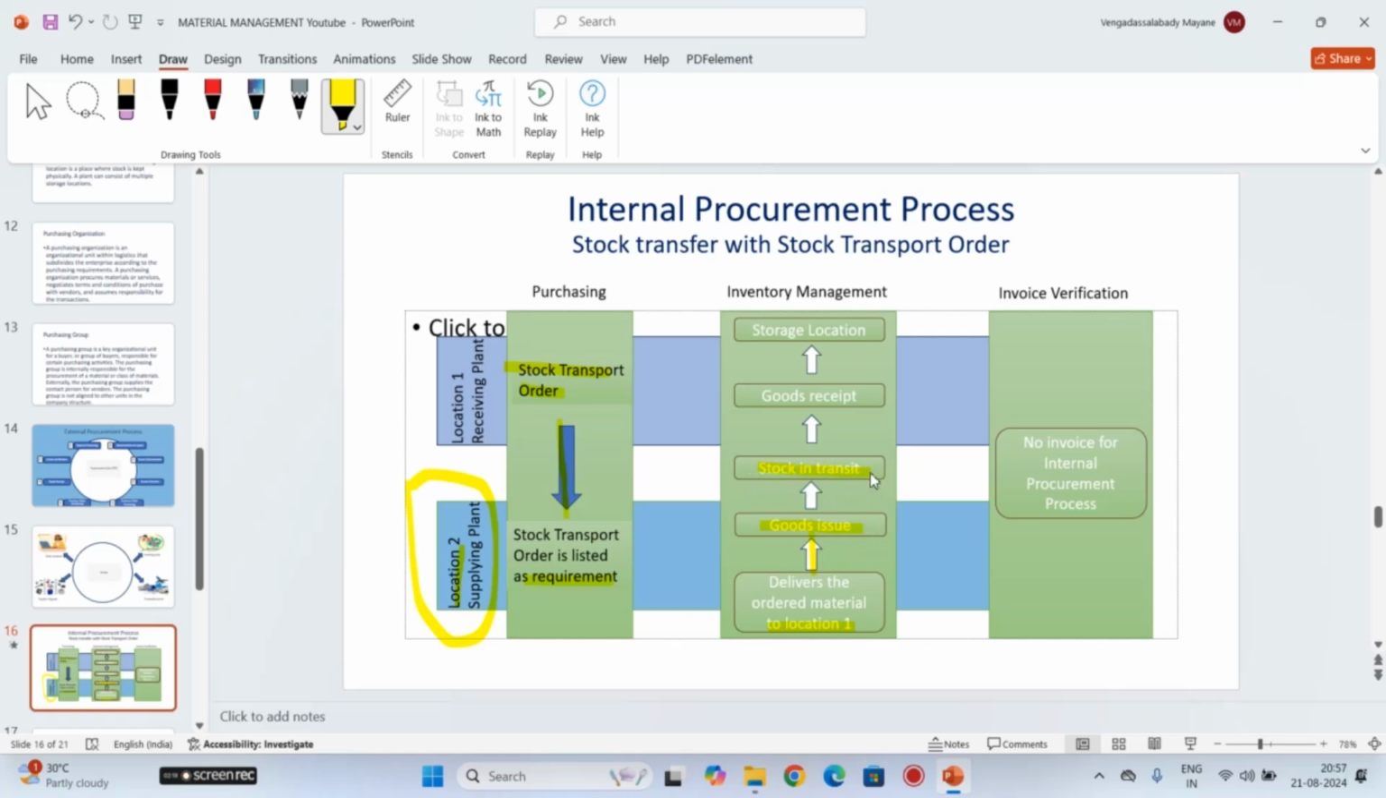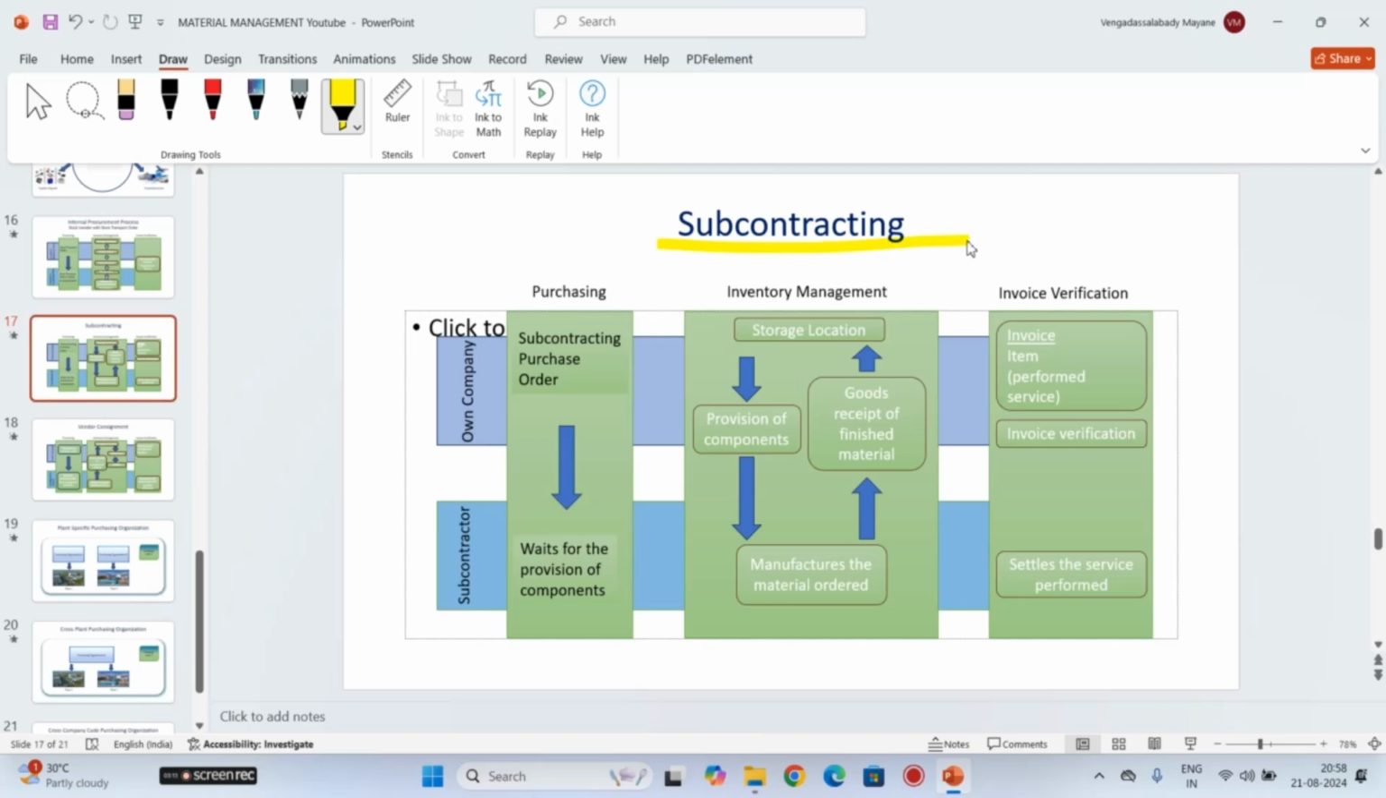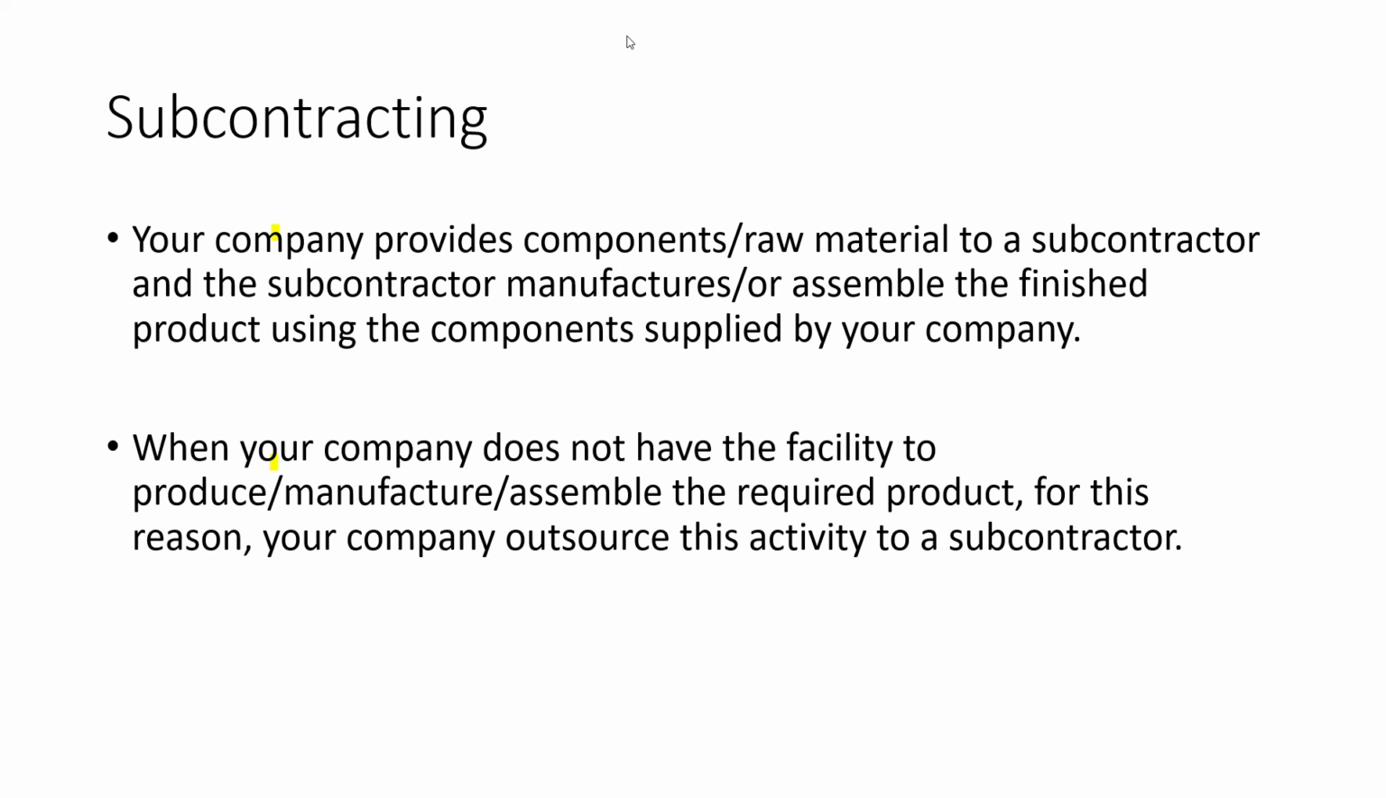Once the goods are issued, they will be carried in a vehicle. When the vehicle is on the way with the material, the term is called stock in transit. Transit means on the way. Now the vehicle arrives at the storage location of the Chennai plant. As I told earlier, whenever goods come towards the warehouse, the term is called goods receipt. Since the procurement is happening internally within the company, that is from one plant to another plant, no invoice is raised.